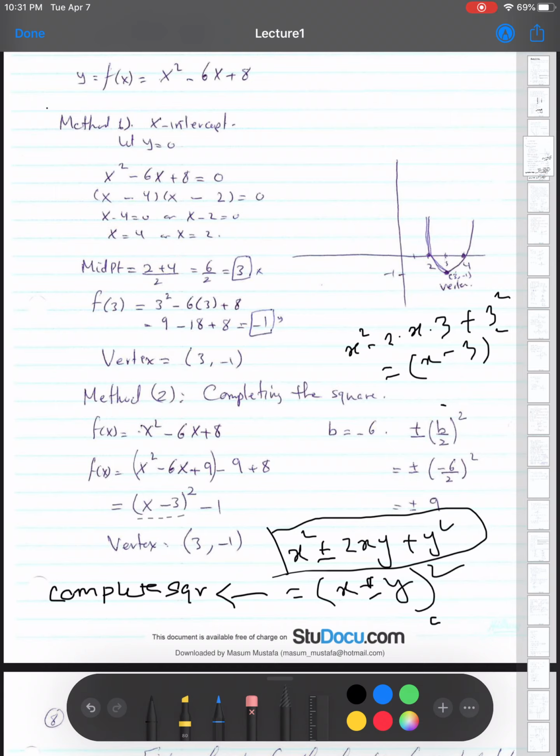Once we have this, from this we can see x is going to be 3. If it is negative inside, it's going to be positive here. If it's negative outside, y is going to be negative. So the vertex is going to be (3, -1). I repeat again, the value inside the bracket gives the x value, so if it is negative inside the bracket, x is positive. And outside the bracket is y. If it is negative, it's negative. If it is positive, it's positive.